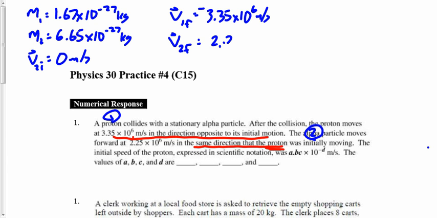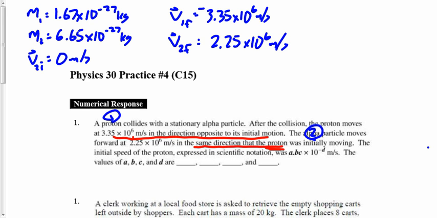Is that going to be positive or negative? Cash, is that positive or negative? 2.25 times 10 to the 6. The alpha particle moves in the same direction as the proton was initially moving. Yes. We made the initial motion positive, and therefore the 3.35 was negative, right? And therefore the 2.25 is positive. We could have reversed those signs, but this is the way we did it.